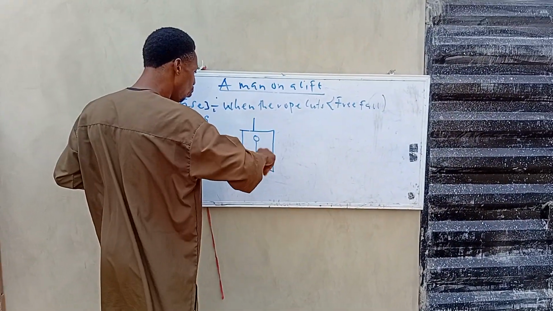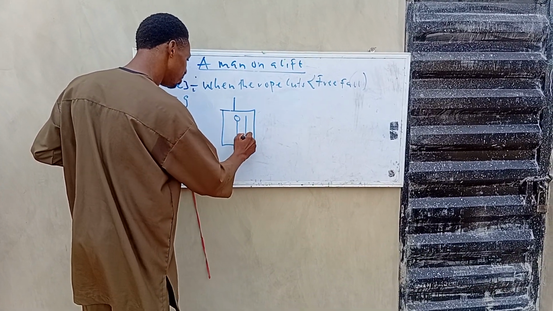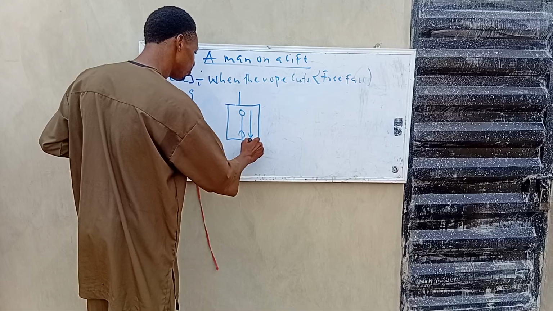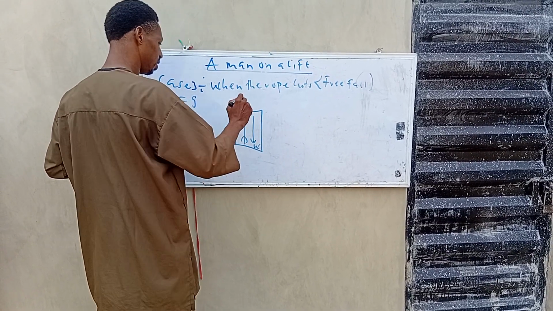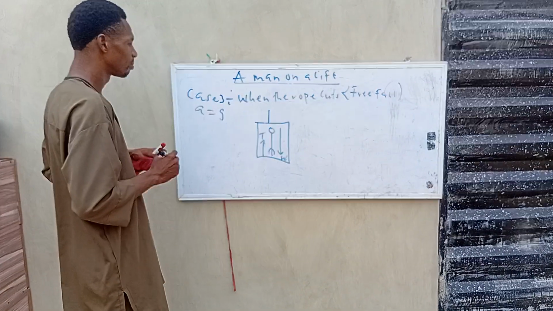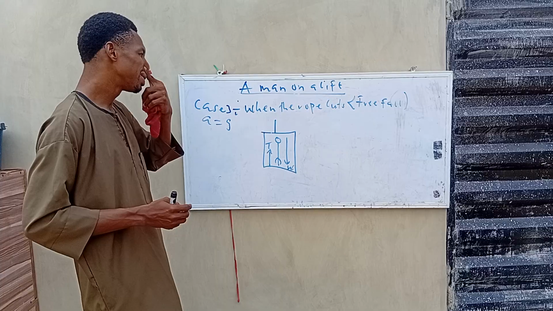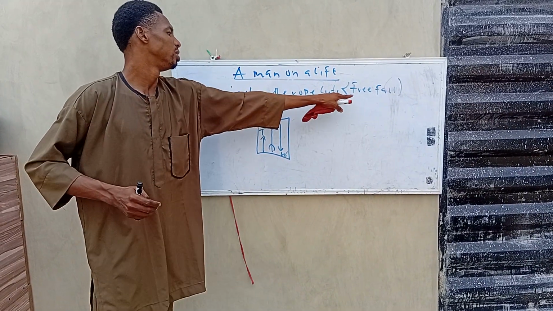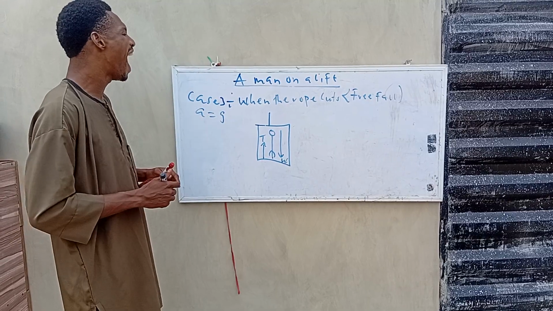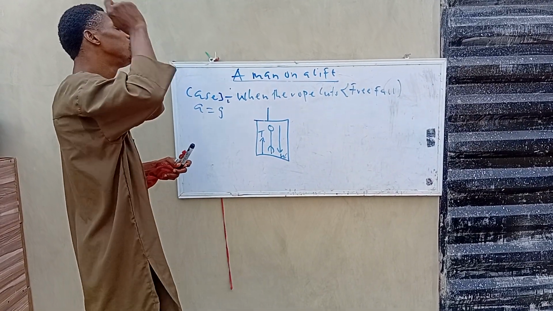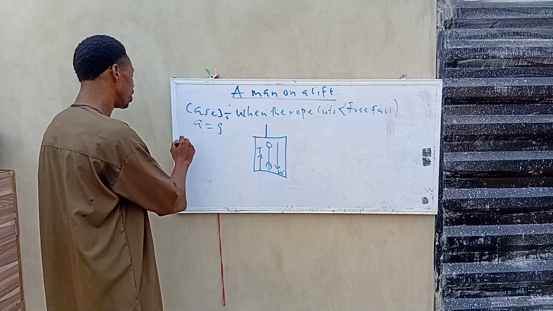Because it's moving downward, the weight will always be greater. This is the weight, and this is the tension. Now, when the rope cuts, it undergoes free fall. Another case now, A equal to G. And I always use the formula for case 2. Why? Because the lift is moving downward.